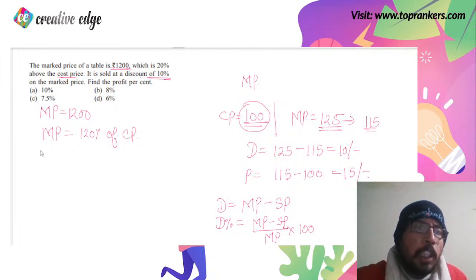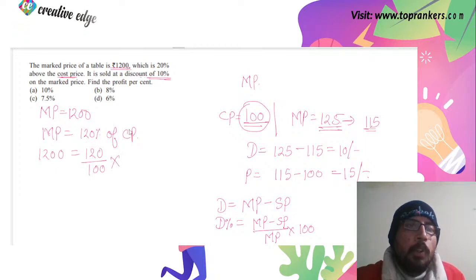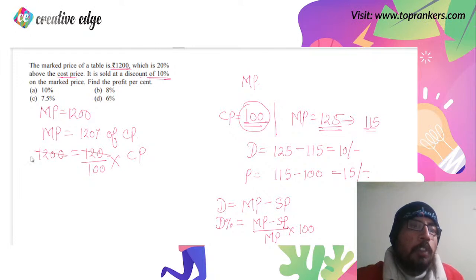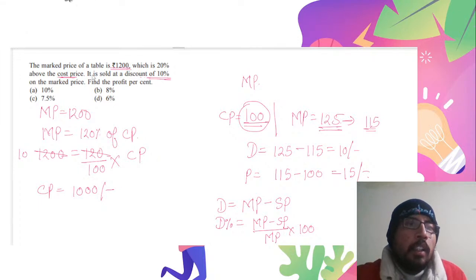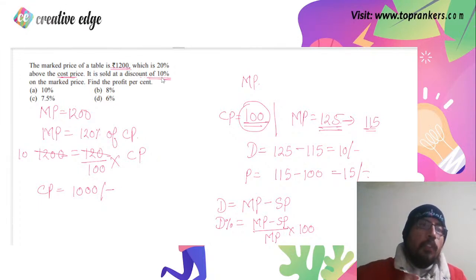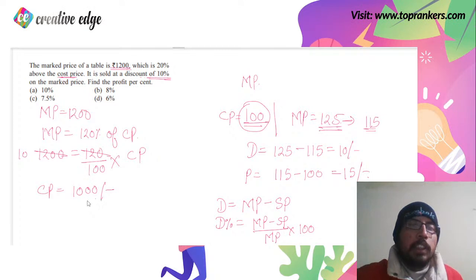So mark price is 1200, which is equal to 120 by 100 into cost price, which we will be finding out. So this will be 120 and this will be cancelled 10 times. So CP will be equal to 1000 in our case. Now after that, it is sold at a discount of 10%. So this is what my CP was, means this is my actual cost at which I have manufactured it. Now it is sold at a discount of 10%.